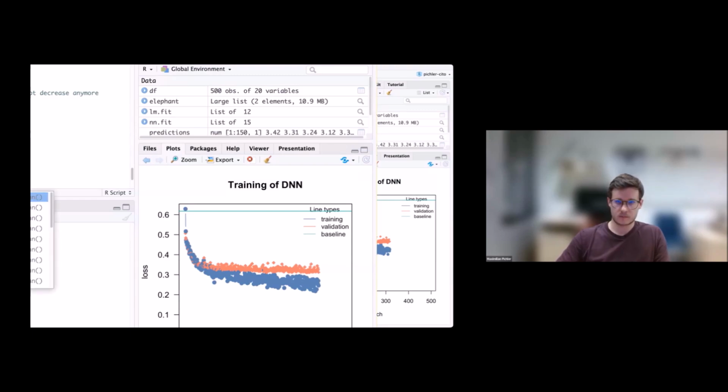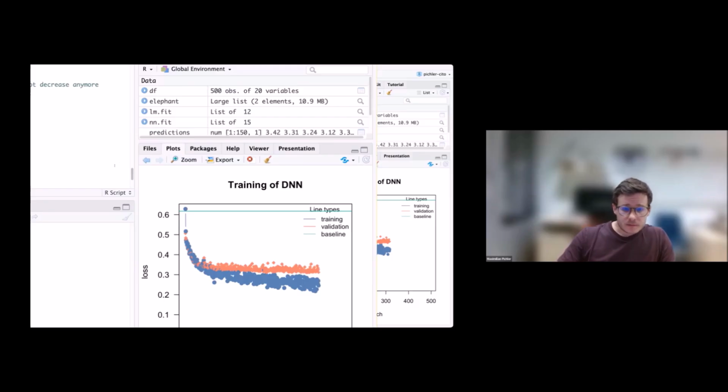So here, this early stopping argument expects an integer, and this is the number of epochs that should be waited until the training is stopped. So here 10 means that we would wait 10 epochs before the training would be stopped.